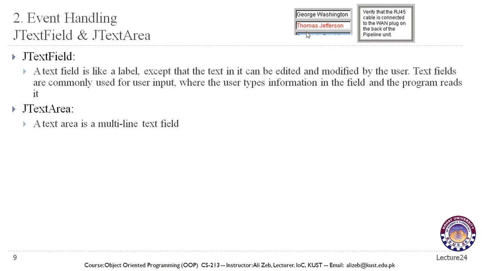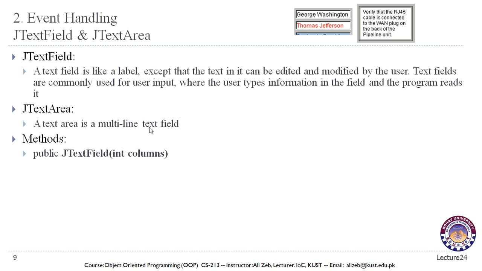As we can see in this case, if you want multiple lines in our text field, then we can use the JTextArea that will add multiple lines. For example, for long text we can use the JTextArea. There are methods associated with these components as well.